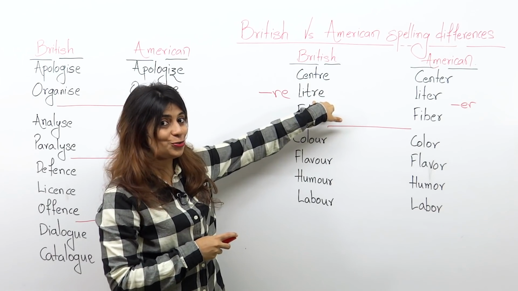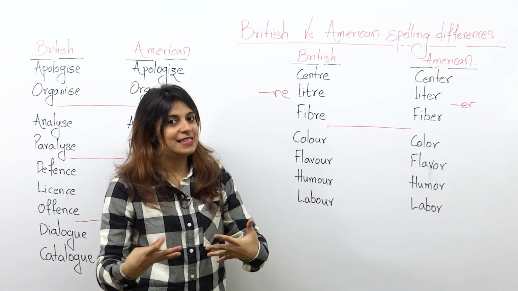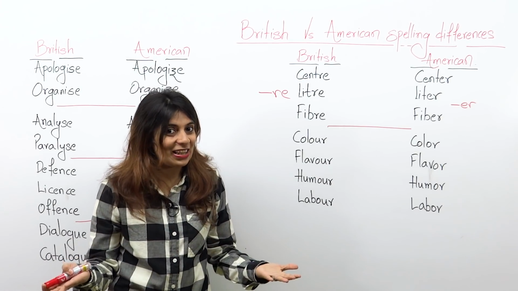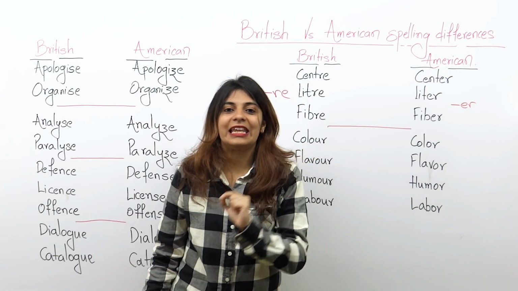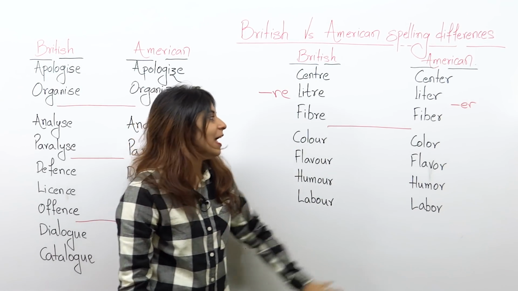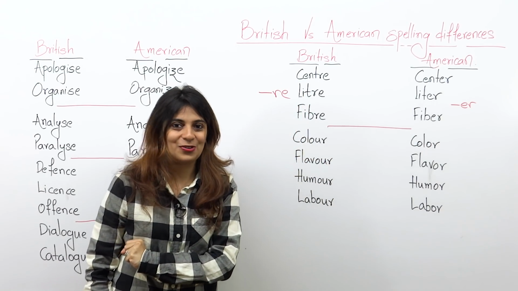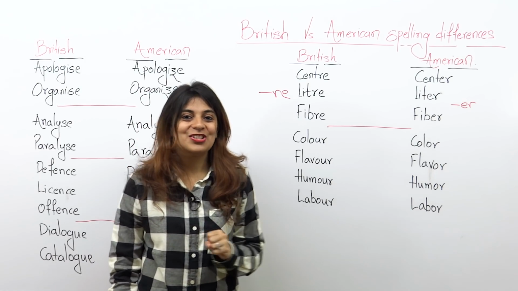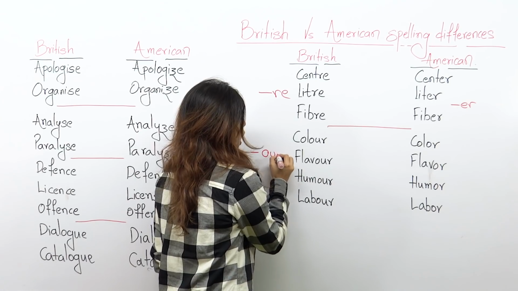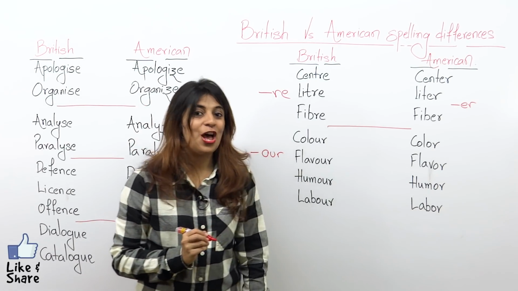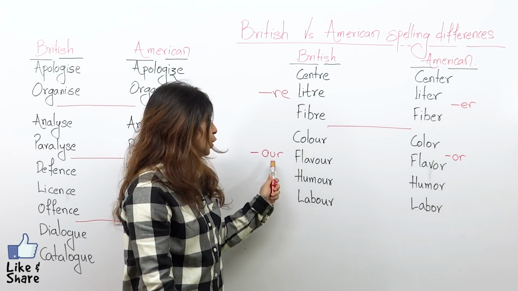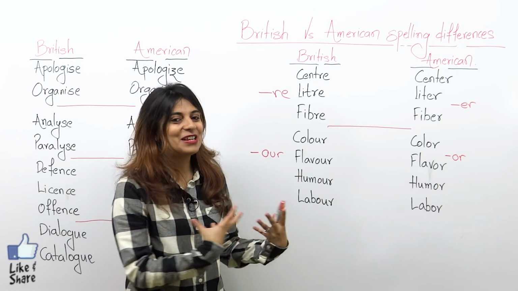We have some more examples for you. Liter. How many liters of water do you drink every day? If you are writing this in British English, then it has to be LITRE. But if you are following American English, it's going to be LITER. Always remember that. And then we have fibre, FIBRE, and then FIBER if you are using American English. Moving on to the next set of words, where in British English the words end with OUR. However, in American English, the words end with OR. So basically, you take off the U in the word. We have certain examples here.